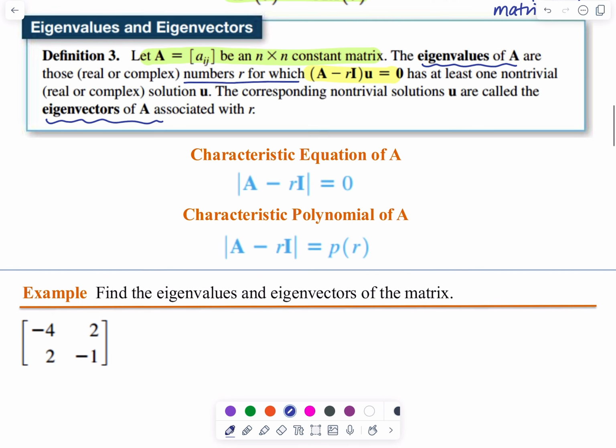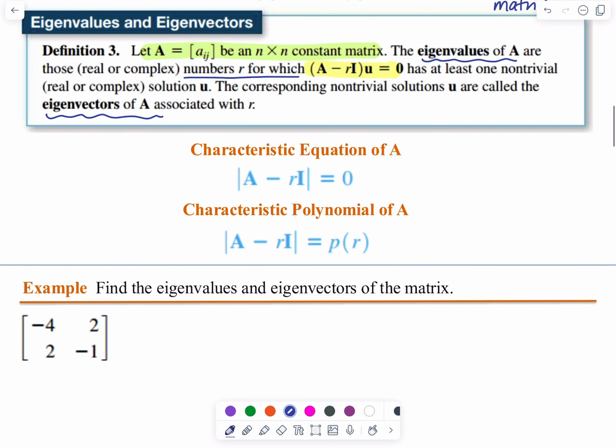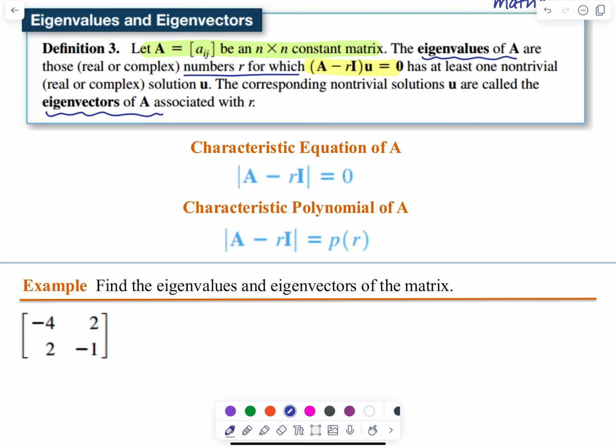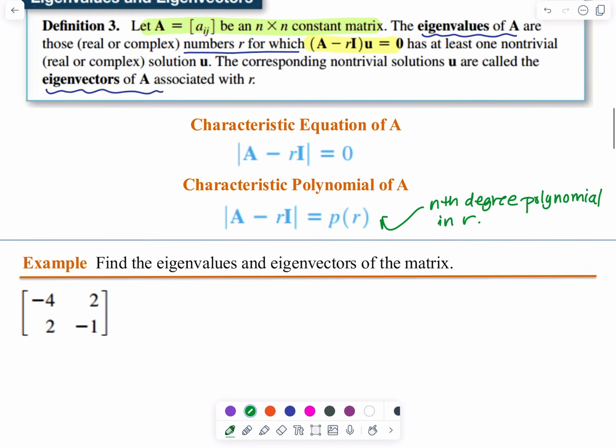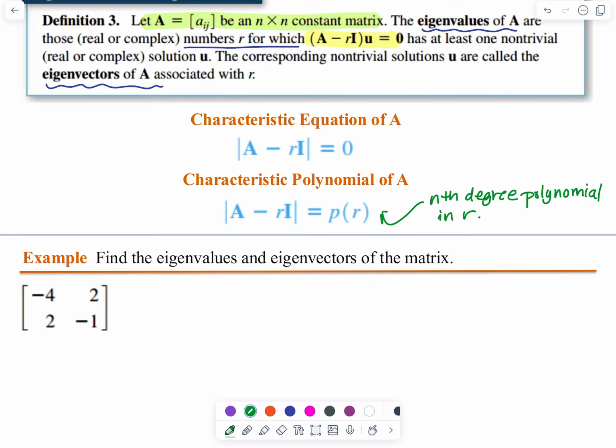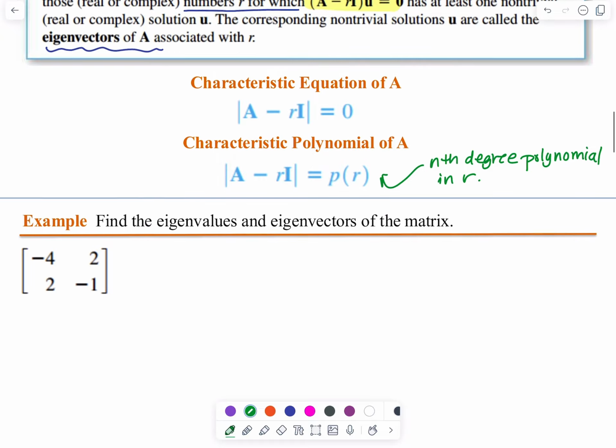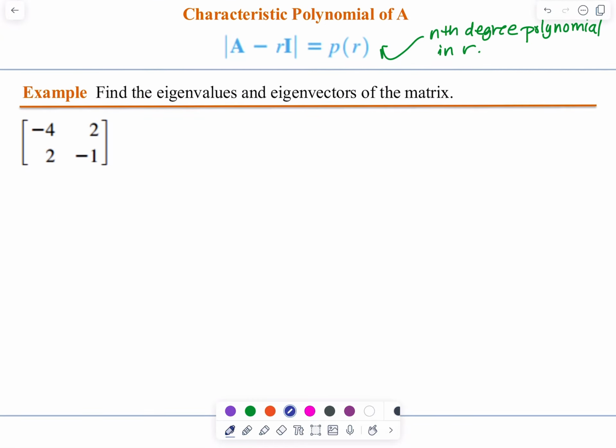So we can now expand the determinant in terms of cofactors, and we can see our characteristic polynomial of A, and that's our nth degree polynomial in R. So right here, that's our nth degree polynomial in R. And we call this our characteristic polynomial. Let's jump right in and try one of these here. Eigenvalues and eigenvectors of this matrix. We will first solve the characteristic equation.